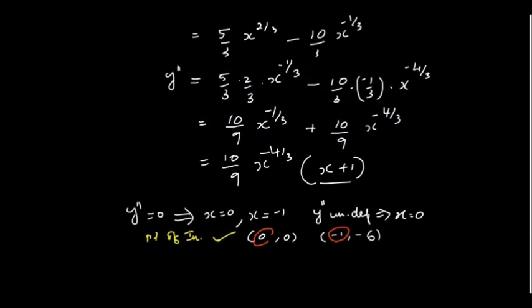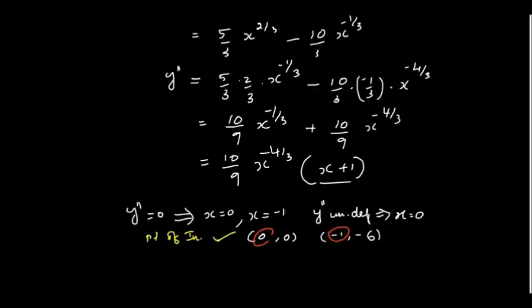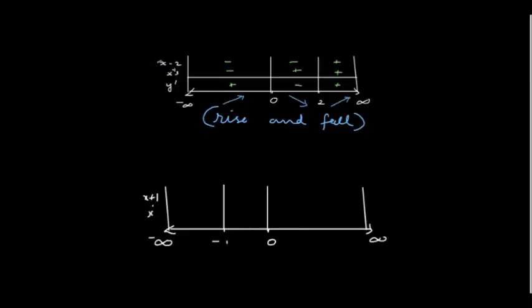So now you will check the sign of your second derivative. What is your second derivative? The second derivative is x raised to minus 4 by 3 into x plus 1, or x plus 1 divided by x raised to 4 by 3. So you will see the sign of these two terms first: x plus 1 and x raised to 4 by 3. Then you will check for the sign of y2 dash.